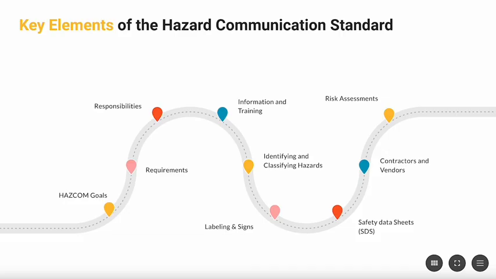Safety data sheets, SDSs: employers must have SDSs for all hazardous chemicals and provide workers with access to them. Contractors and vendors: employers must inform contractors and vendors about the hazards of the chemicals and materials used in the workplace and provide them with necessary information and training. Risk assessments for new tasks: employers must conduct risk assessments for any new tasks involving hazardous chemicals and provide workers with necessary information and training. It is important to follow these requirements and guidelines to ensure the safety of all workers in the workplace.